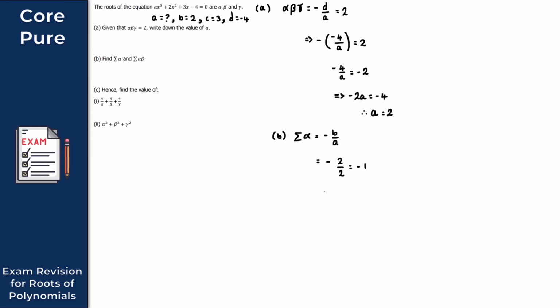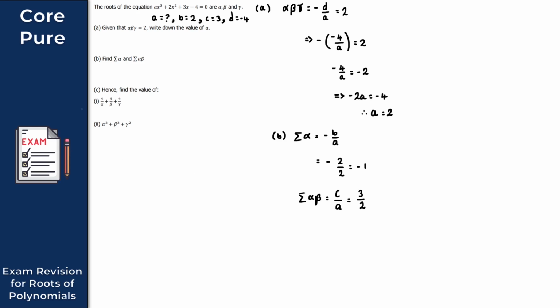What about sigma alpha beta? You need to be aware that this is equal to c over a, where c is 3 and a is 2. So I simply get 3 over 2. And that gives us the solution to part B.